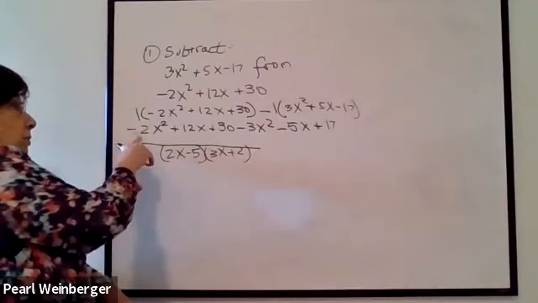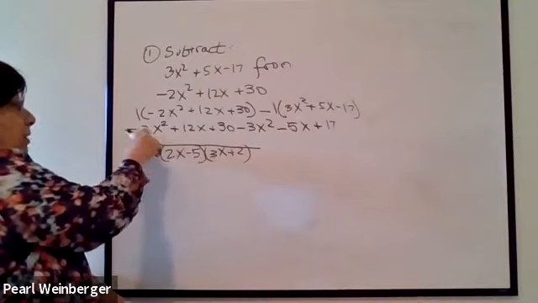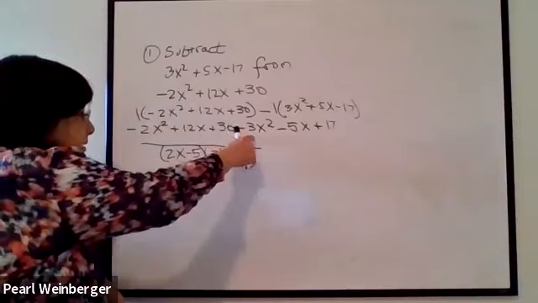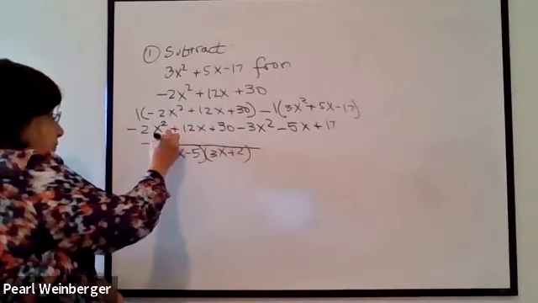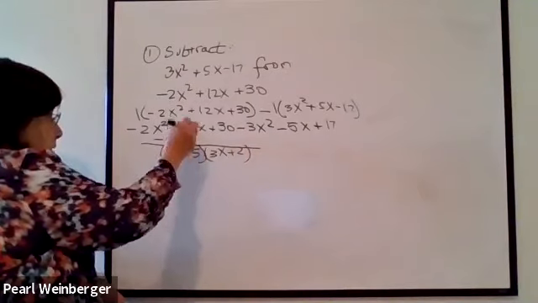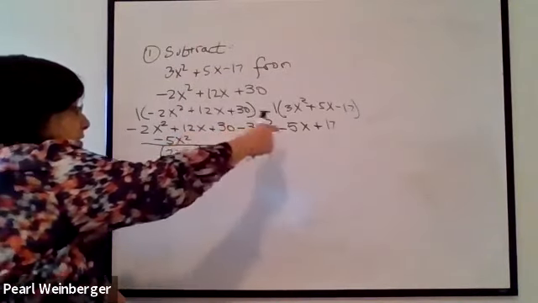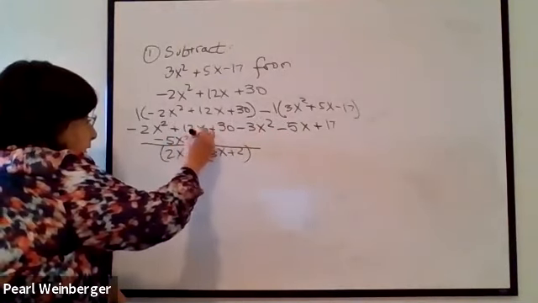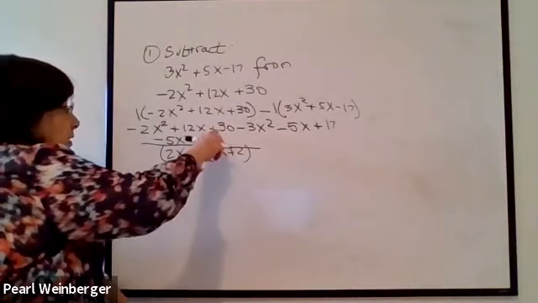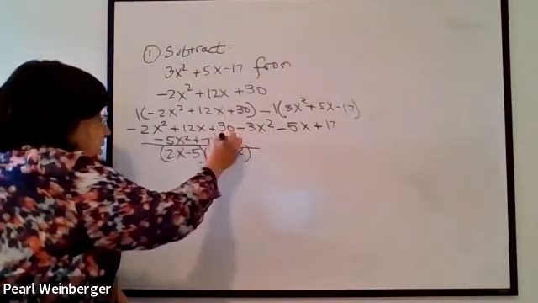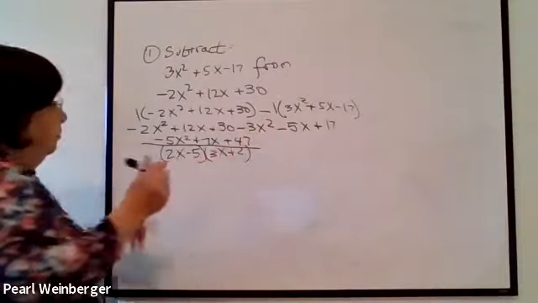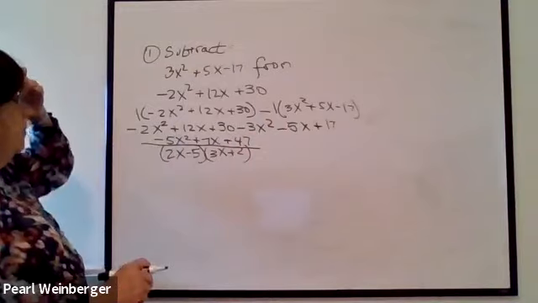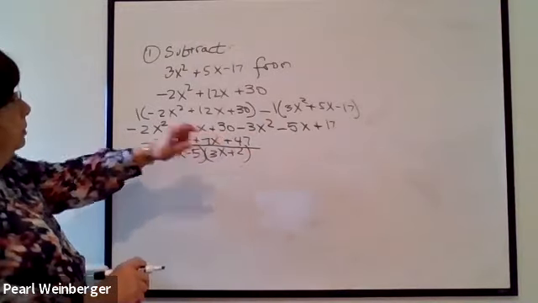So when we combine the like terms, remember that letter parts have to be identical. We combine the negative 2x squared and the negative 3x squared, which gives us negative 5x squared. Then we combine the 12x and the minus 5x. So 12 minus 5 is 7, so that becomes a positive 7x. And then we have a plus 30 and a plus 17, which gives us 47. So the final correct answer, and I hope everybody did get that, is negative 5x squared plus 7x plus 47.